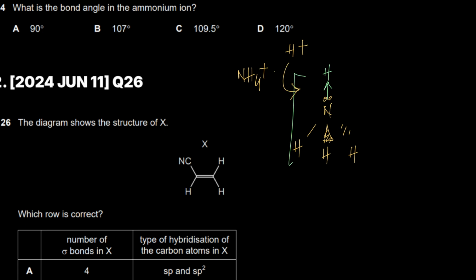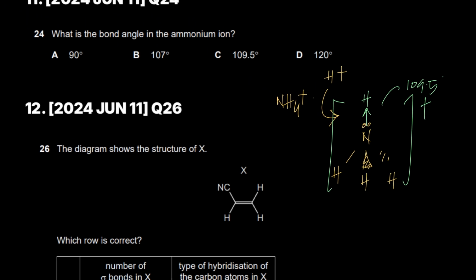We've drawn it in chapter number 2 multiple times. What's the bond angle? What's the shape? It's tetrahedral. Tetrahedral, what's the bond angle? 109.5. That's it. I'm not even using my brain at this point.